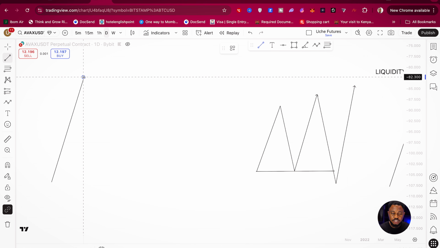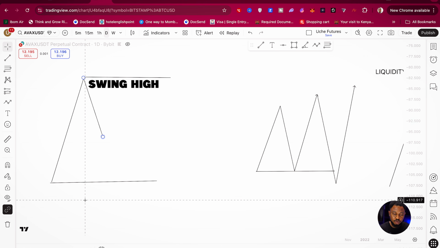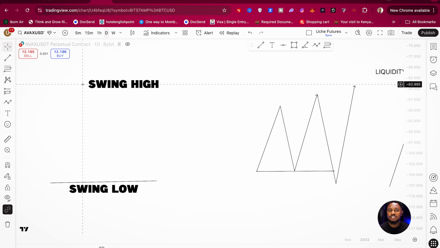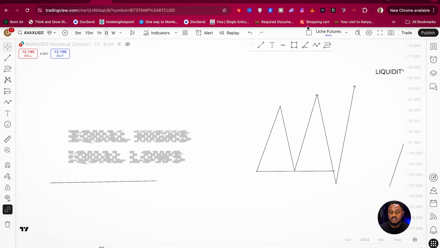So this here is your swing high and this area downward is your swing low. So this is basically the first category of liquidity. The second kind of liquidity is your equal highs and equal lows.